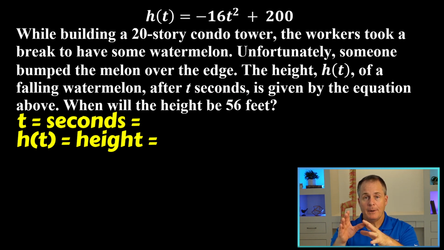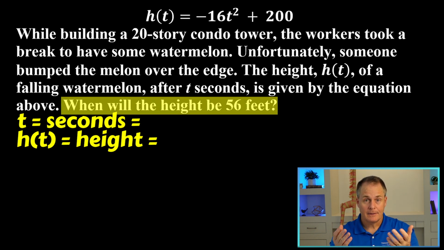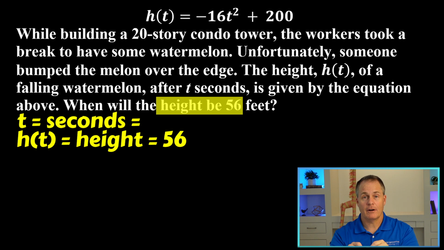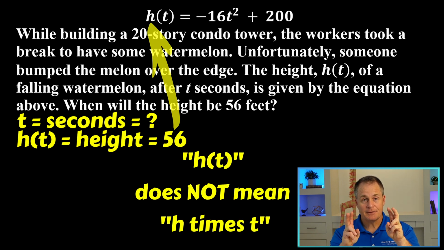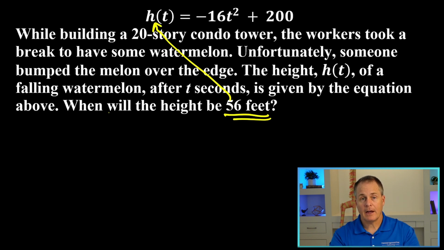Now, what number do we know and what's the question asking? Well, the question's asking for when will the height be 56 feet? So we know the height is 56 and we have to figure out when that will happen. So we don't know t. So the 56 is going in for the height. And I know it says h of t there. That does not mean h times t. That's just really the height. So 56 goes in for the height. And now we have to solve for t.